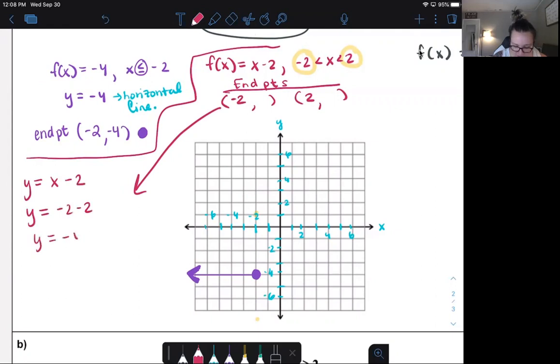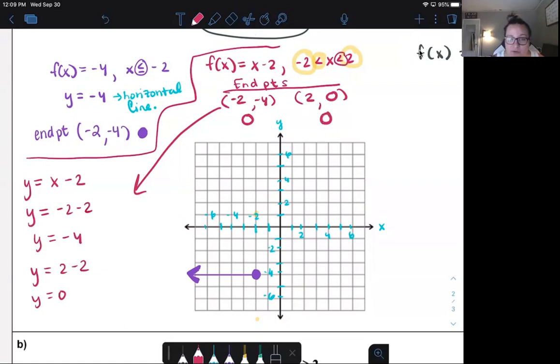Y equals -4. So I have an endpoint at -2, -4. Now notice x is greater than -2. It's not equal to. So that means that we're going to have an open circle on that point. Now let's do the same for +2. So y equals 2 minus 2. So y is 0. So we have the point 2, 0. And again, x is less than 2, which means we have an open circle on that point.